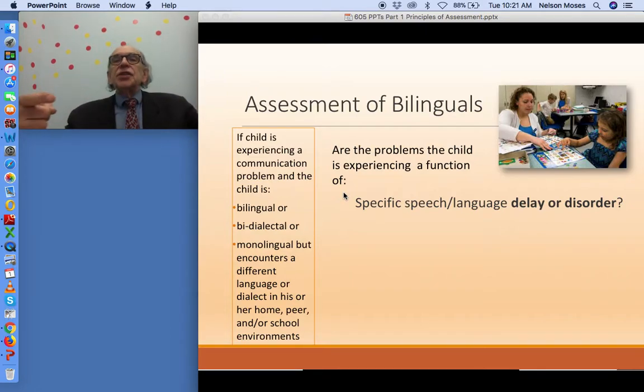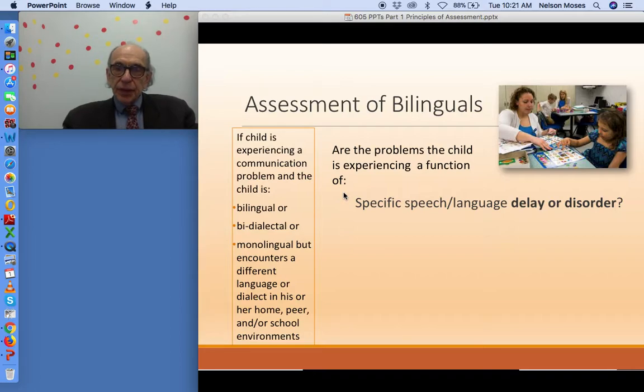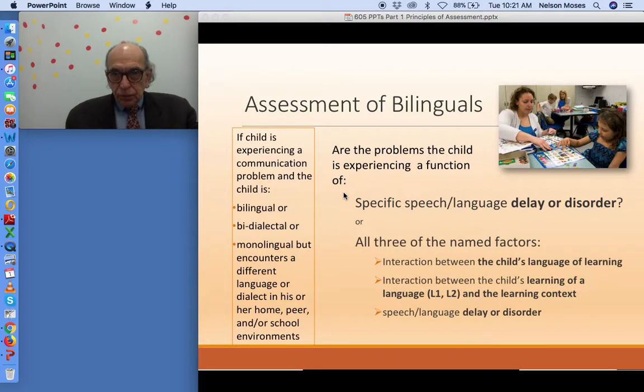And remember, these distinctions or differentiations are in addition to those reasons for assessing individuals that I reviewed in the monolingual component of today's conversation. So, to review then, all three of the named factors: the interaction between the child's language of learning, the interaction between the learning of a language and the learning context, and speech-language delay or disorder. We have to differentiate and distinguish among speech and language problems that come from these different potential sources.